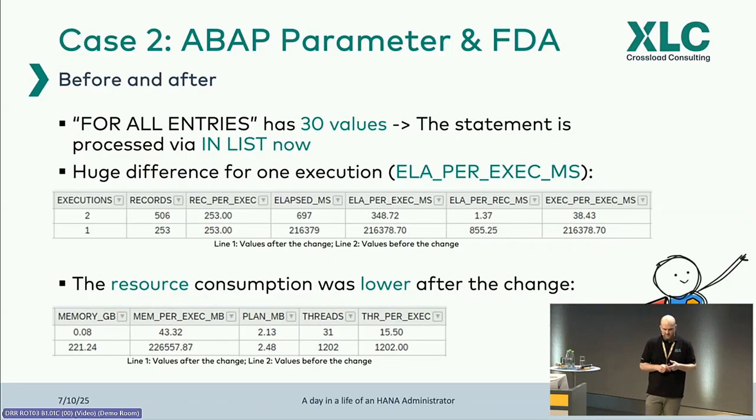You can also see one reason why the HANA database needs so long. It's consuming so many resources for the slow execution. If we compare 31 threads, it's also a lot of threads for one execution, but over 1,000 threads for such a simple execution is too much. That's also a reason why it takes so long.